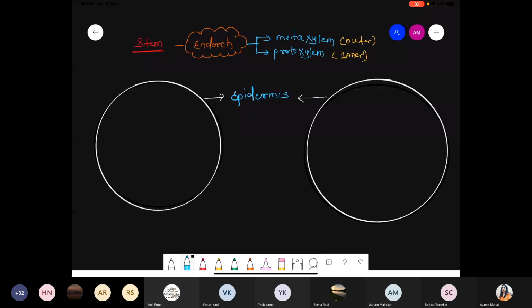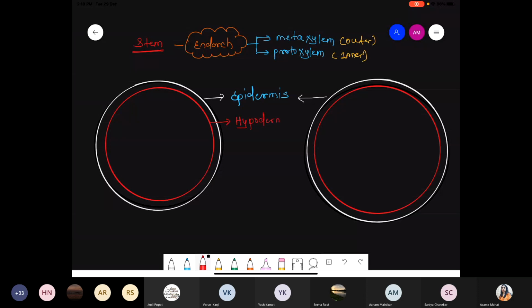Now inside the epidermis there is the presence of the hypodermis. Below the epidermis, another layer is present. That is called the hypodermis. This red color represents the other layer, the hypodermis. Hypo means below.